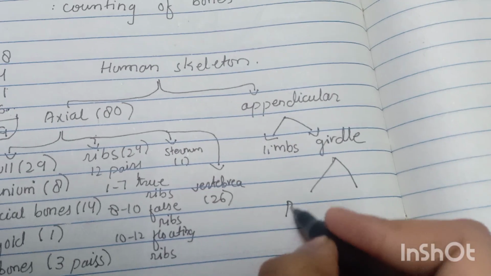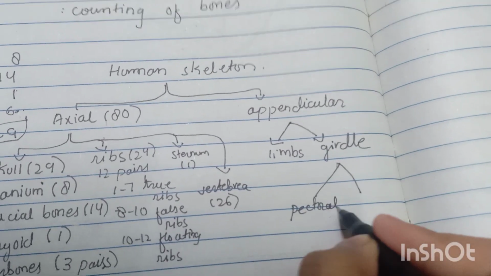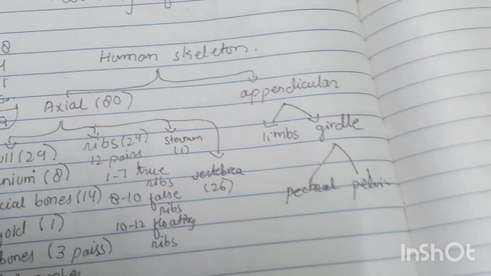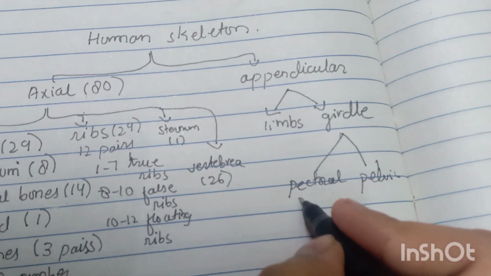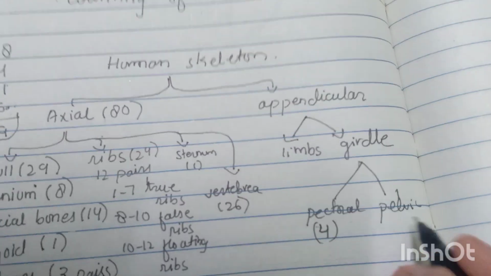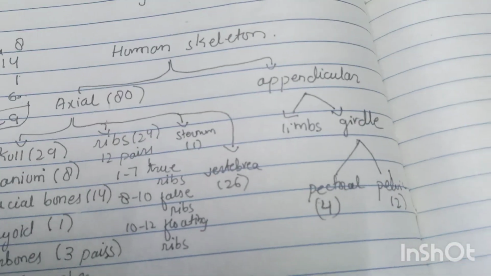So there are two types of girdle: pectoral and pelvic, right? The pectoral girdle is made up of 4 bones, and talking about the pelvic, it is 2. Let me tell you how.